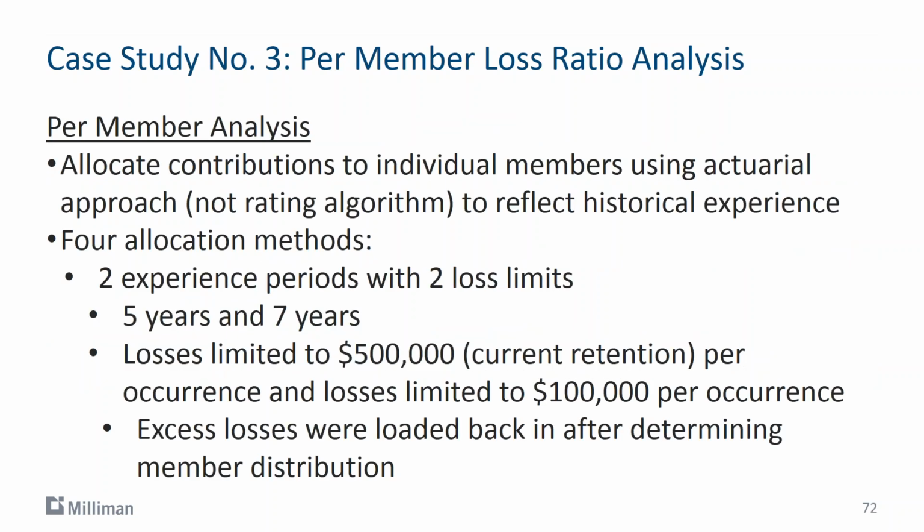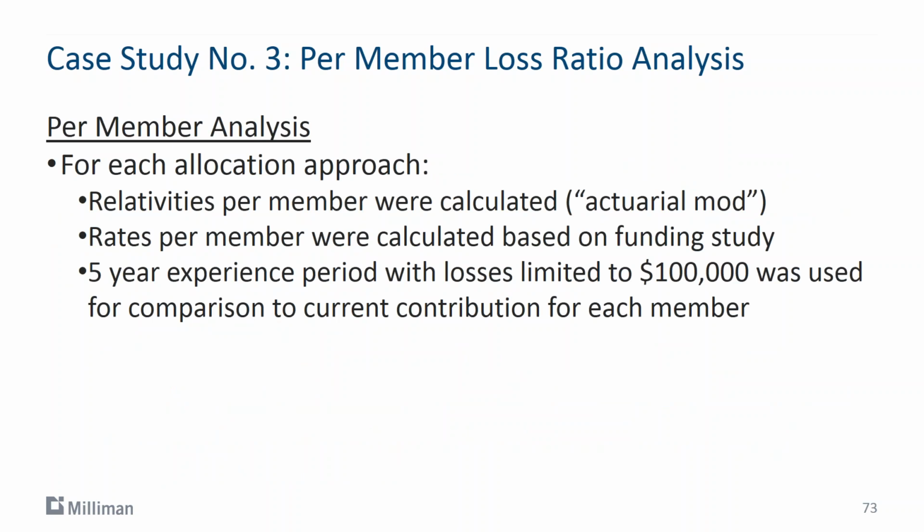Okay, so when we did our per member analysis, we allocated contributions to individual members using an actuarial approach. So we're not using the rating algorithm, we're using an actuarial approach that reflects each member's historical loss experience. In order to develop this approach, we looked at 4 different allocation methods to determine which one would be the best. We looked at 2 experience periods: loss history over 5 years or loss history over 7 years. And then we looked at 2 different loss limits: losses limited to 500,000 versus losses limited to 100,000. And then we added excess losses back in after that. So those are the 4 different allocation approaches that we looked at.